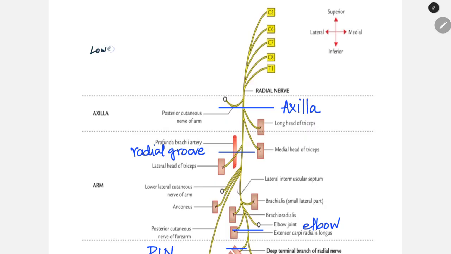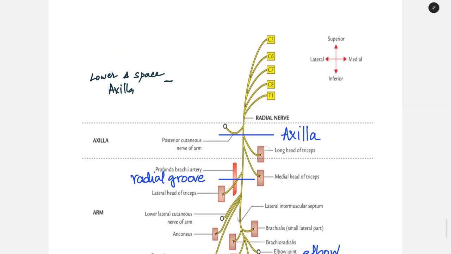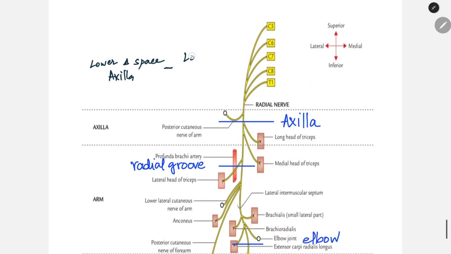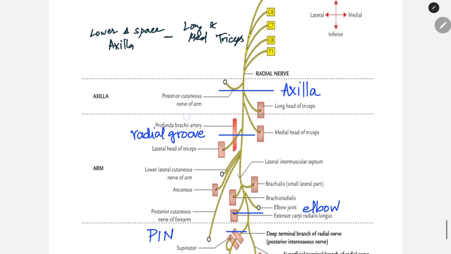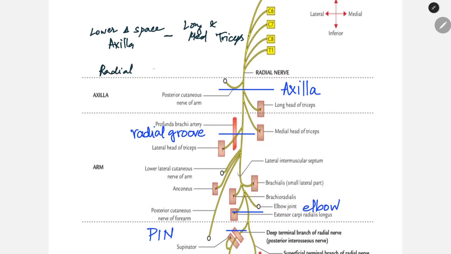Then it passes through the lower triangular space and is accompanied by the profunda brachii artery. This is the axilla. In the axilla, you also have to write about the cutaneous branch, but here I am speaking about the muscle innervation alone. Here it gives the long and medial heads of triceps. And it passes through the radial groove, and in the radial groove it gives three muscular branches. Again it supplies the medial head, and it also supplies the lateral head of triceps, and it gives the anconeus also.